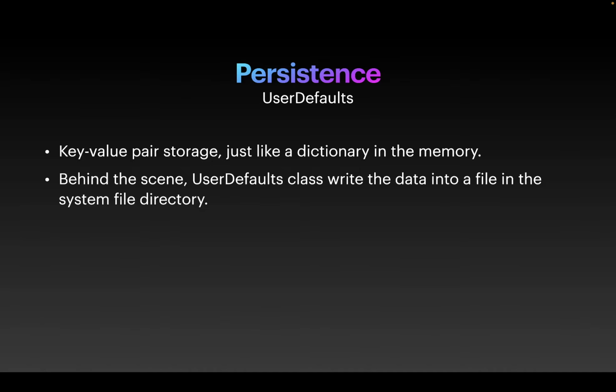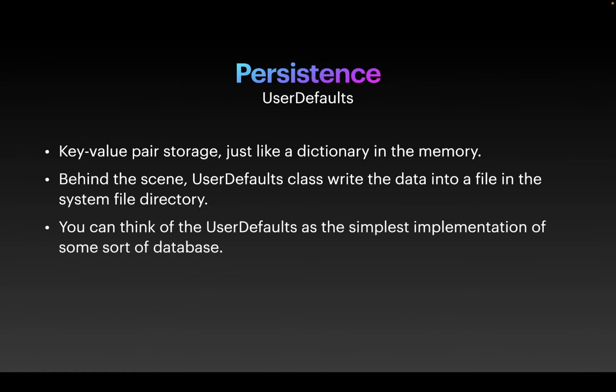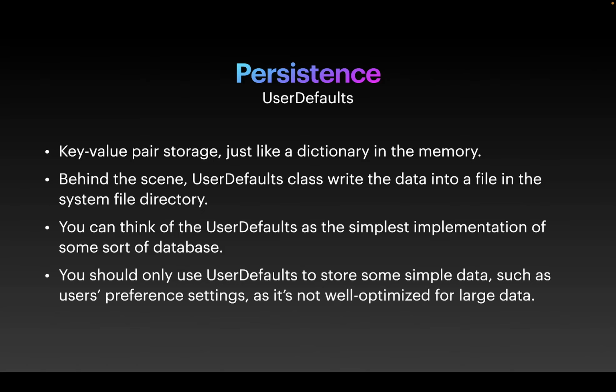But anyway, you can think of that as creating a file on your own, writing some data into the file, and later retrieving the data from the file. So it writes the data into the file system. You can also think of user defaults as the simplest implementation of some sort of database. It's not really a database. You should only use user defaults to store simple data, such as users' preference settings. But when it comes to large data, you may want to go with a database, because it's not well optimized.